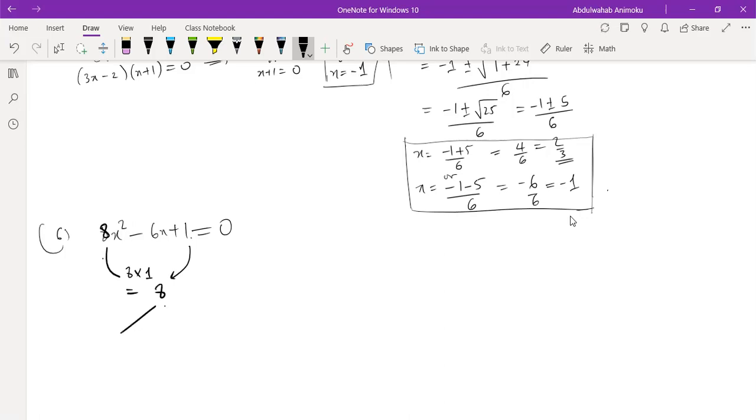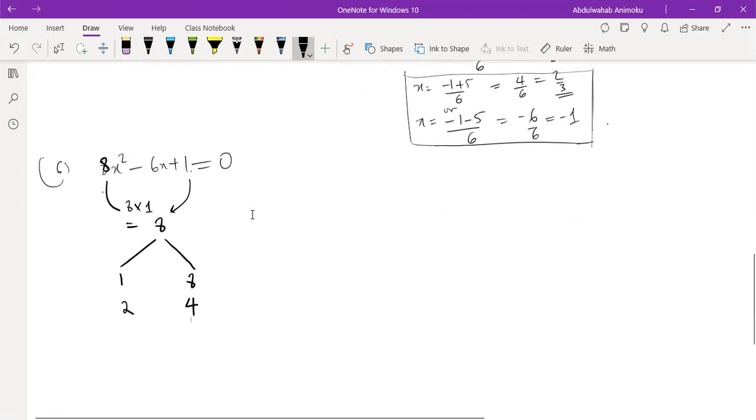Now we'll be looking for factors of 8 that, when we add them together, will give us minus 6. How can we get 8? We can get 8 from 1 times 8 and also from 2 times 4, okay? Those are the possible ways we can get 8, right? Now we also need to look at how to put the right signs in order to get what we are looking for.